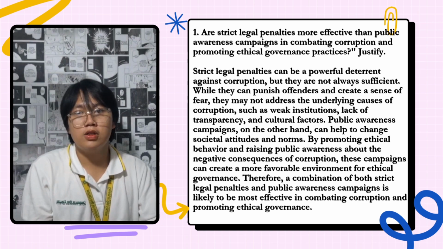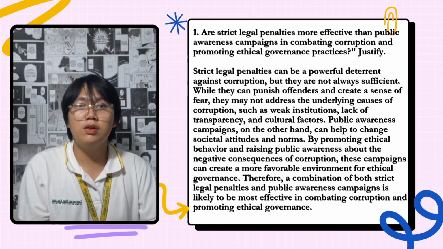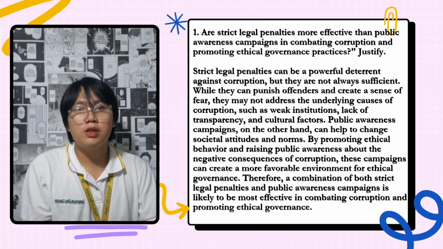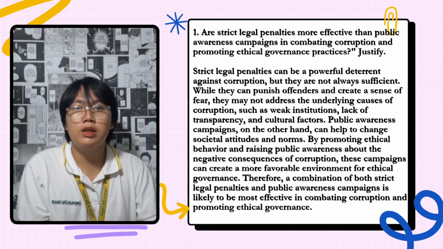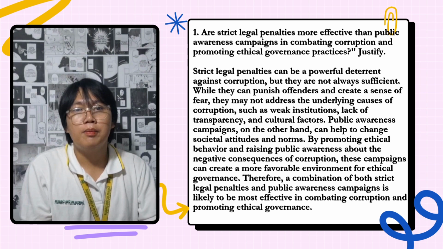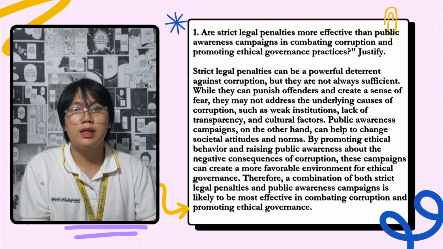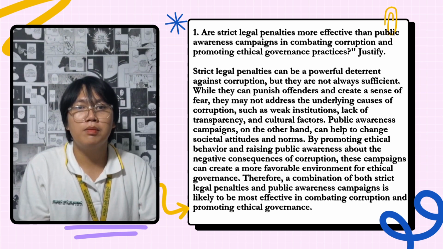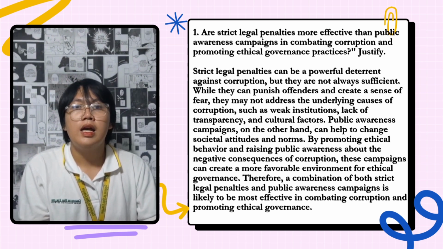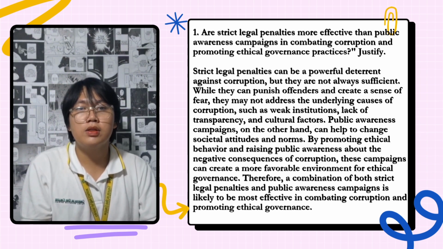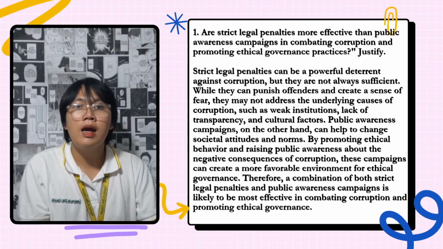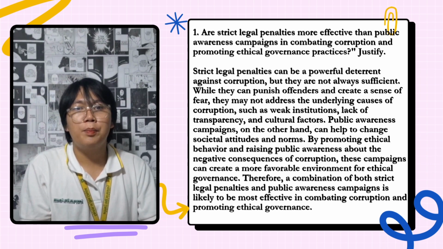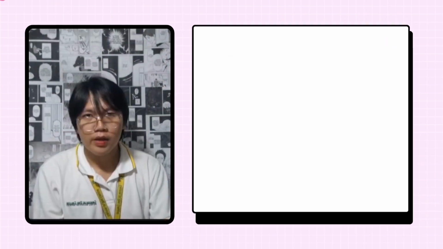Here's a simpler explanation. When it comes to fighting corruption and promoting good governance, is it better to punish people who are caught breaking the rules, or is it better to educate people about what is right and wrong? My answer is likely a bit of both. While strict punishment can scare people away from doing bad things, it doesn't always fix the problem that causes corruption in the first place. Education, on the other hand, can help people understand why corruption is bad and how to be honest and fair. So to be most effective, we need to use both strong punishment and public education.